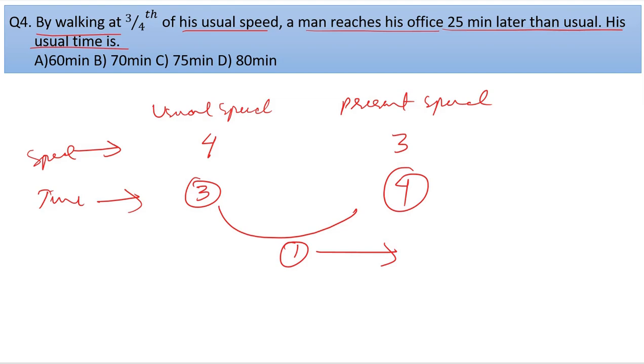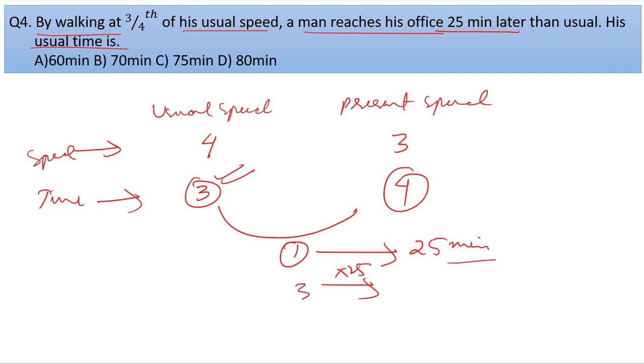1 unit is, the question is saying a man reaches his office 25 minutes later, so 1 unit will be 25 minutes. So the question is saying his usual time is 3 units here, so 3 units equal to 3 into 25, that is 75 minutes. Option C is the correct answer.